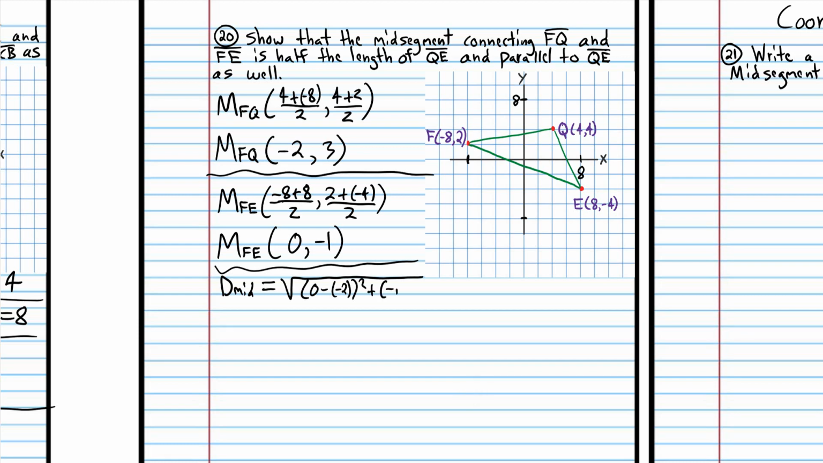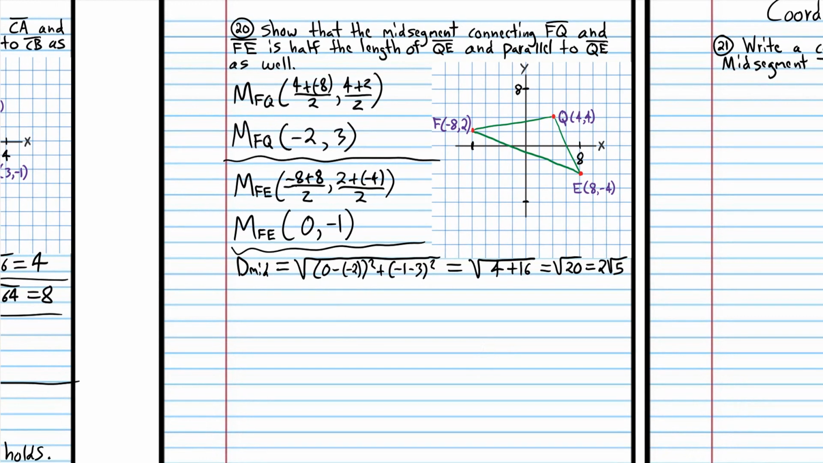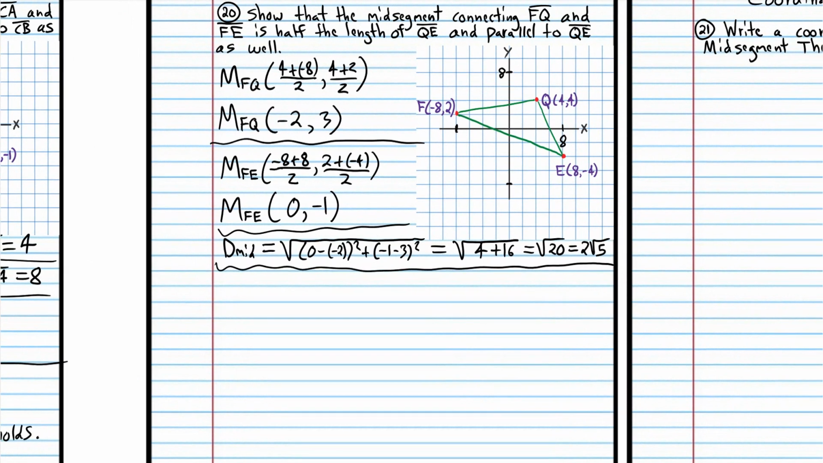Plus -1 minus 3 squared, and just simplify those, and we get 4 plus 16, and simplifying that we have root 20, which becomes 2 root 5, pulling out a perfect square. So that's the distance. That's the length of the midsegment. So now we have to prove that the length of QE is double that.